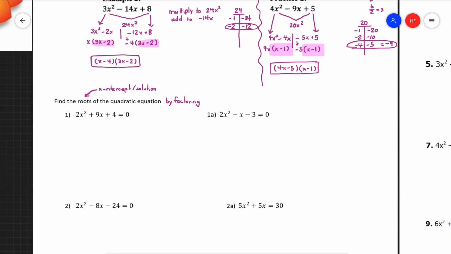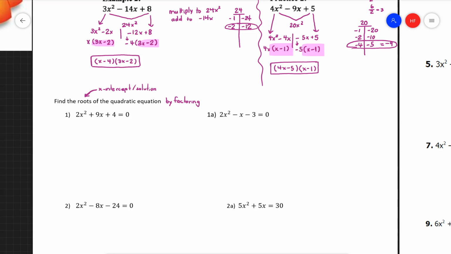After Thanksgiving break, we'll learn a new way to find our roots that we briefly cover in Algebra 1, but for today, we're going to be using factoring. And this is something that you will use in your next math class if you do take math next year.